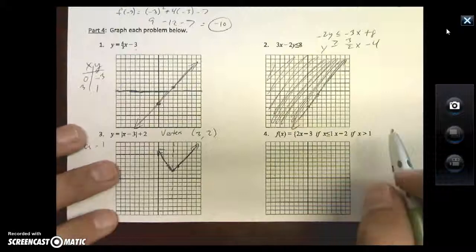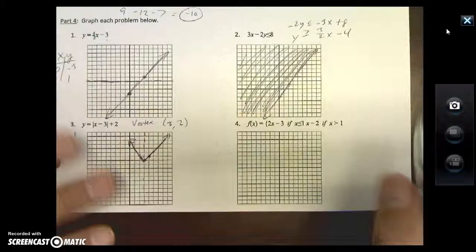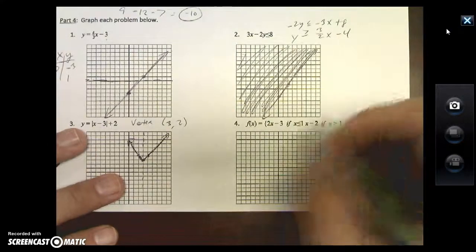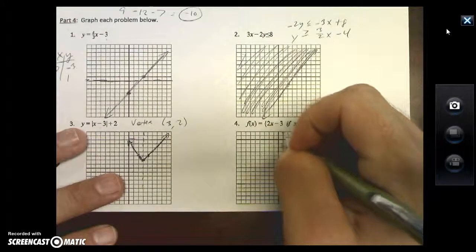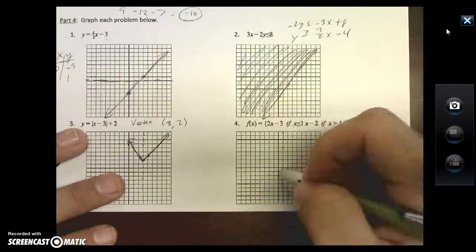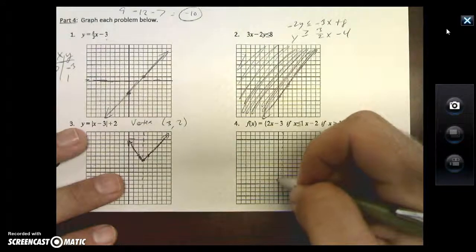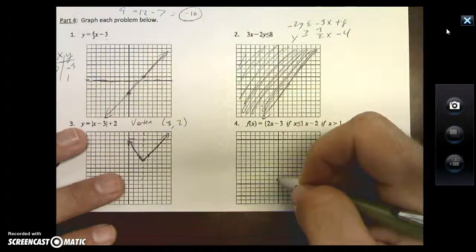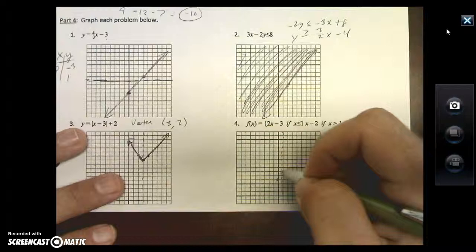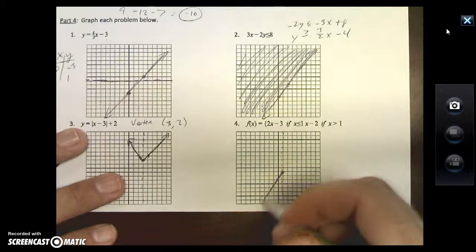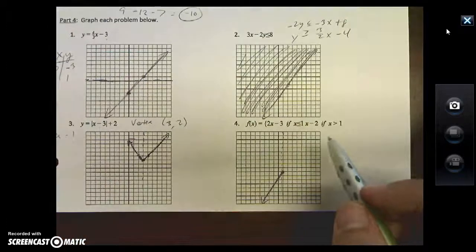And lastly, number 4, these are your piecewise, which are a little brutal, I know. 2x minus 3 if x is less than or equal to 1. I'm going to draw a dashed line down at 1 just to help me out. So 2x minus 3 is down here at -3, up 2 over 1. Now because it's less than or equal to 1, I can do a solid dot here. And it's everything to the left, because I'm less than or equal to 1.